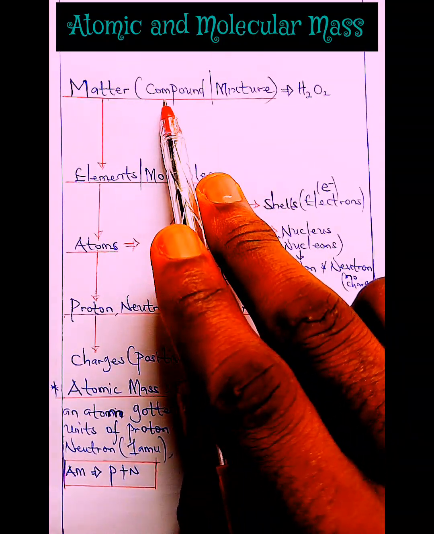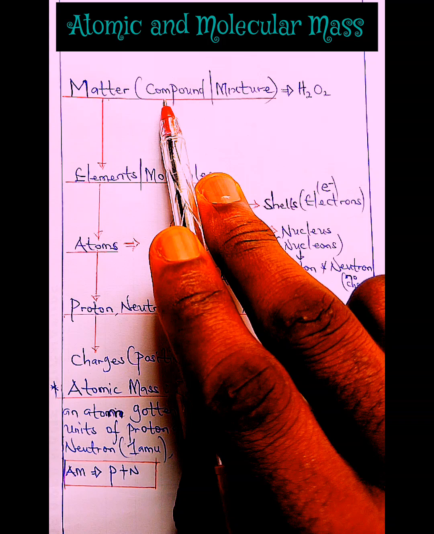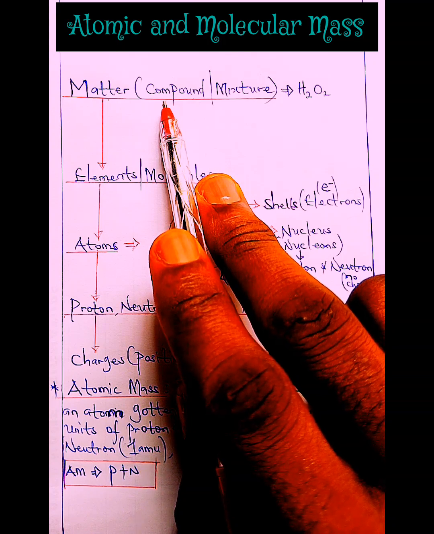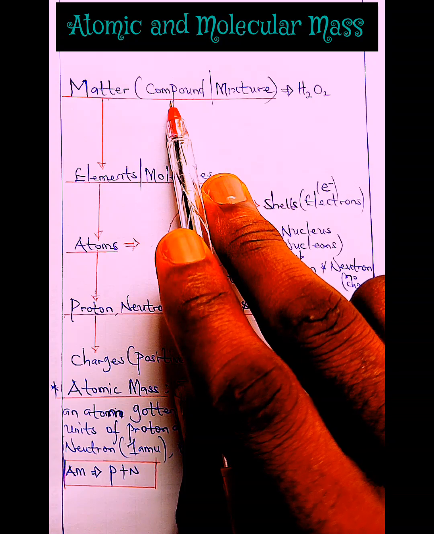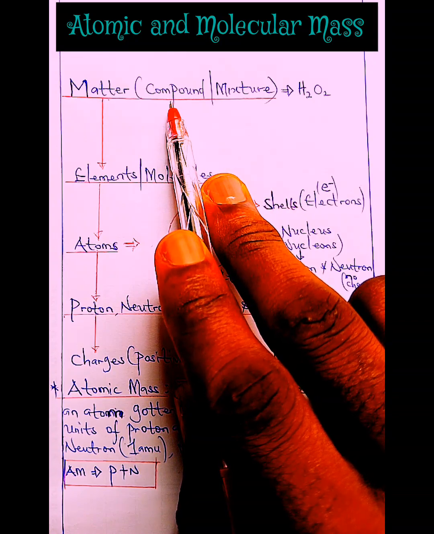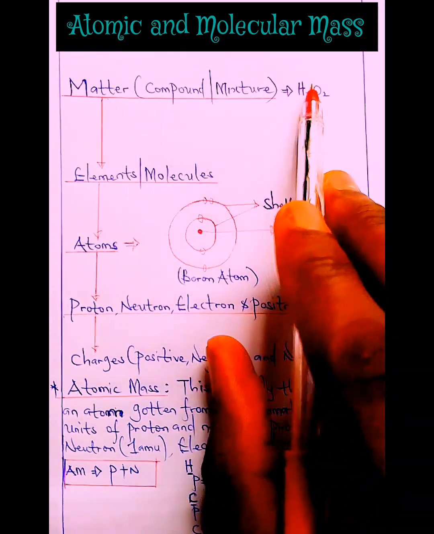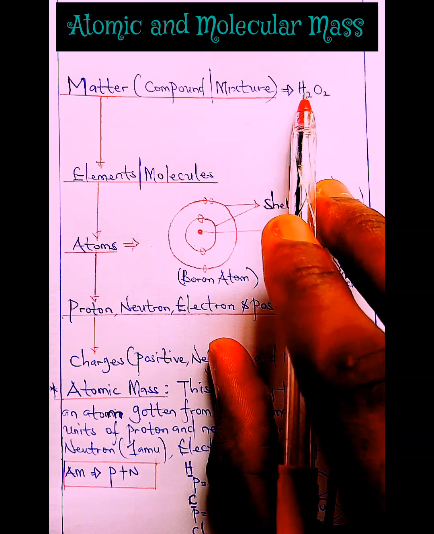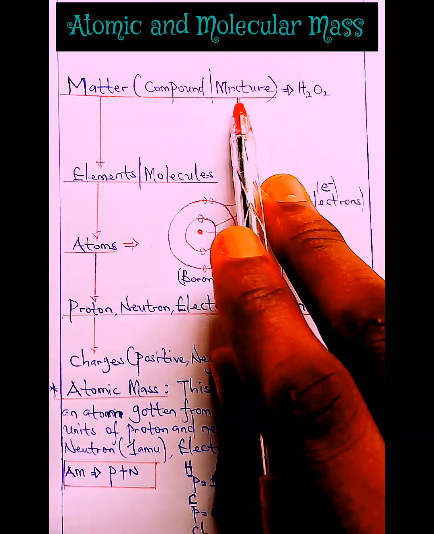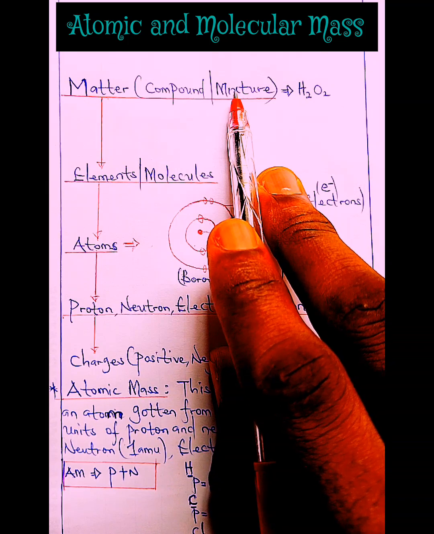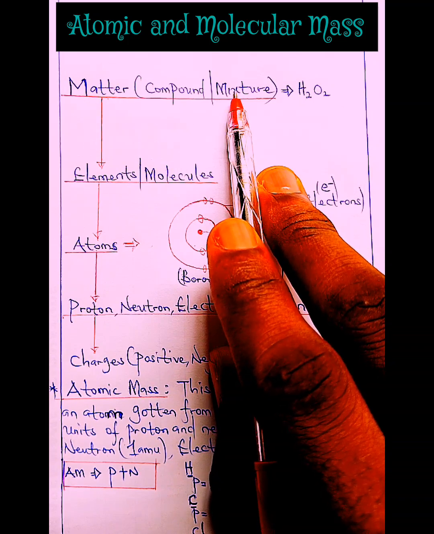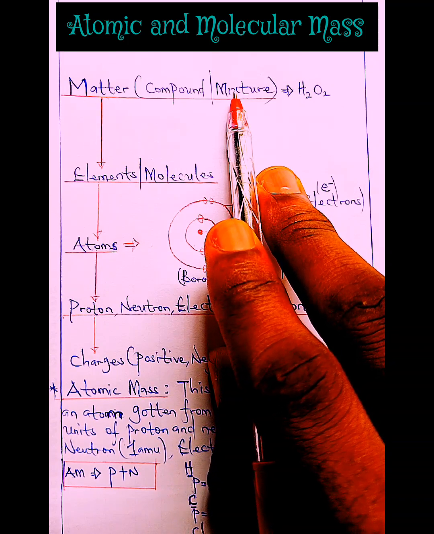So when we talk about a compound, what's a compound? A compound is simply a kind of matter which involves the bringing together of various elements using a chemical means. For example, an acid is a compound. H2O2, hydrogen peroxide, is also a compound. Water, H2O, is a compound also. And a mixture is simply a kind of matter that involves the bringing together of various elements using a physical means.